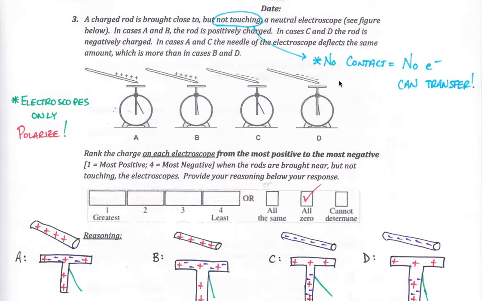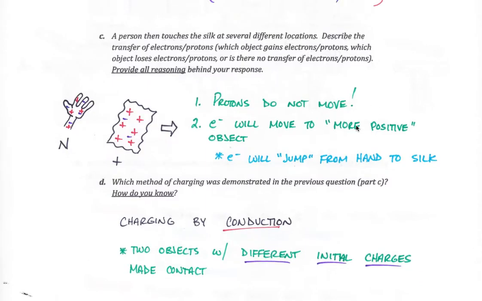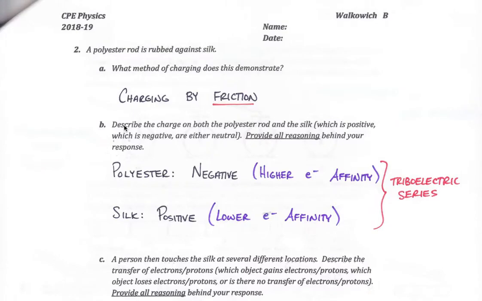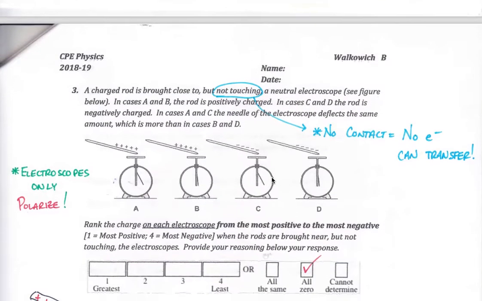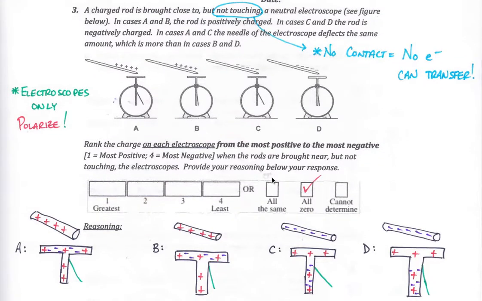If no contact is made, there's no pathway for electrons to transfer. So if I slide back up here, in order for conduction to occur, two differently charged objects must touch. In order for charging by friction, the rod must be rubbed against the silk. They must touch and be rubbed against one another. For induction, while you're not touching the charged object, you still need contact between two other objects. So it's important to realize that for any electrons to transfer in any charging method, you have to have some kind of contact. We're told here that these charged rods never make contact, therefore that eliminates conduction.